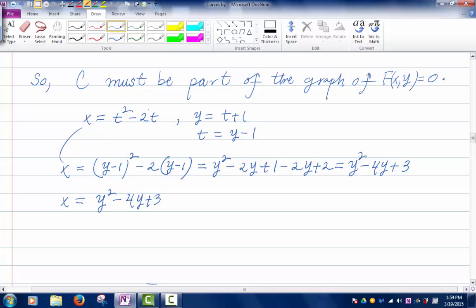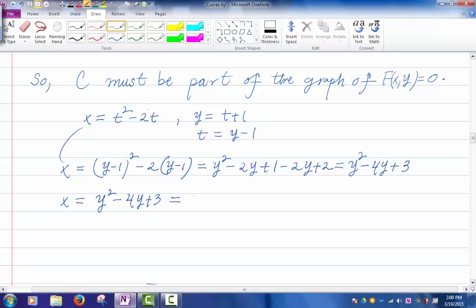So if I know the graph of that equation, I know that the curve C must be part of the graph of that equation. Okay, now what's the graph of this equation? How can I come up with the graph of that equation? Well, I just want to recognize whether it's a familiar equation or not, instead of plotting points.